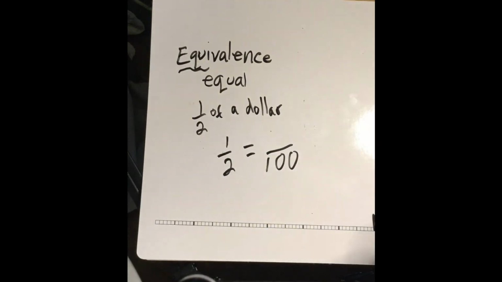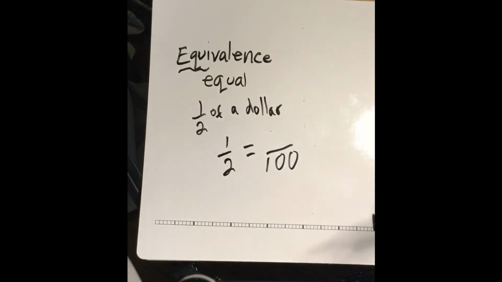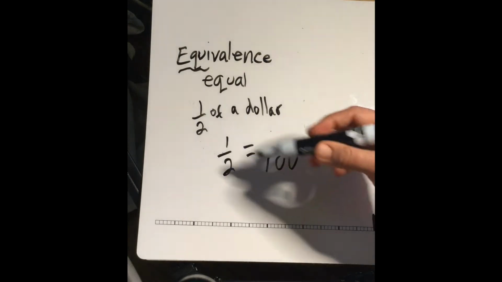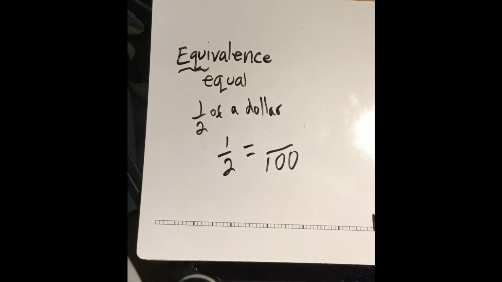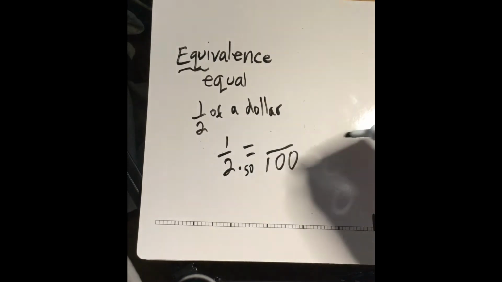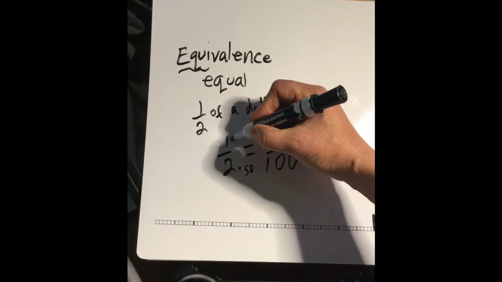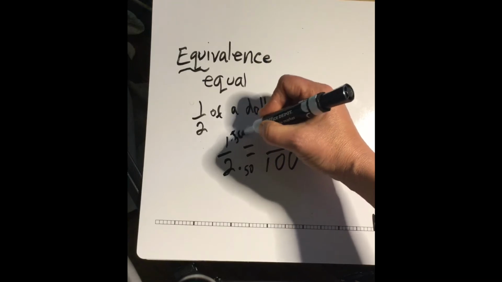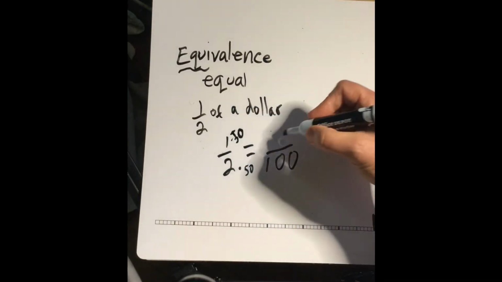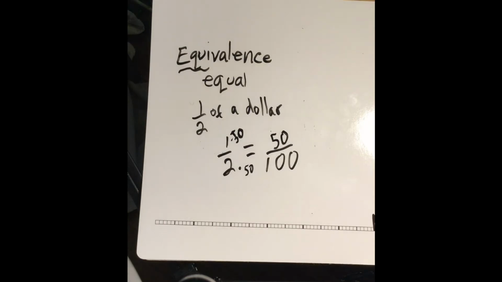So the rule is the same rule we used before. Whatever you do to the denominator, do the same thing to the numerator. What happened to 2 to make it grow to 100? That's right. We multiplied it times 50, and we got 100. So whatever we do to the denominator, we need to do the same thing to the numerator. So 1 times 50 gets us 50 hundredths, or 50 cents. So that's a way to get an equivalent fraction.